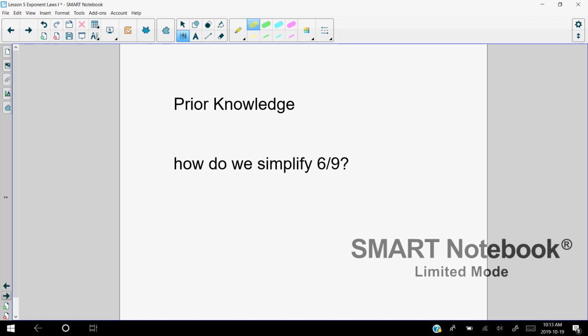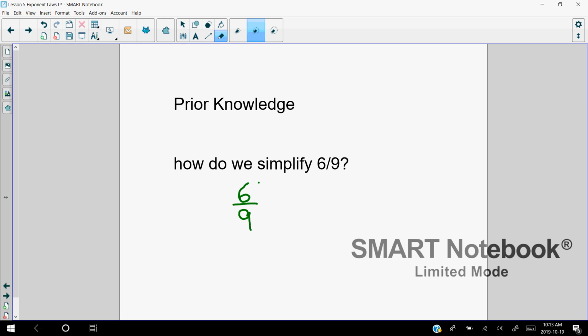All right, a little bit of prior knowledge. How do we simplify 6 over 9? So I'm going to write it as a fraction, 6 over 9. You need to be able to recognize what both of those numbers are divisible by. Both of those numbers are divisible by 3.